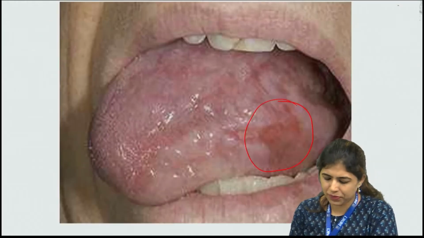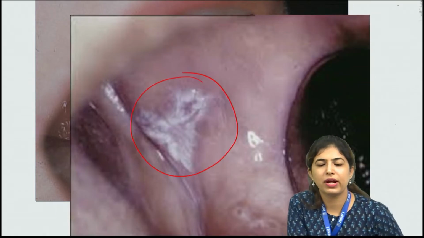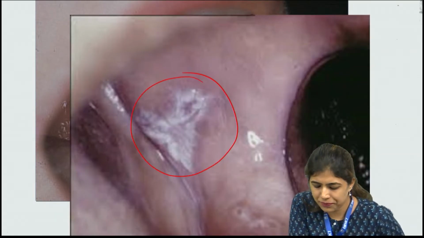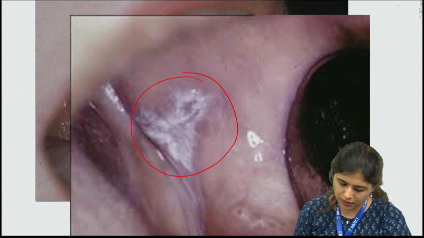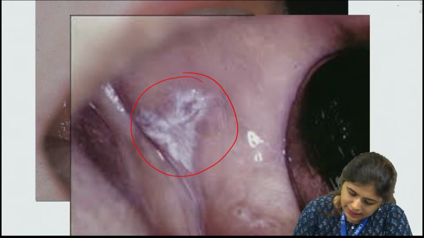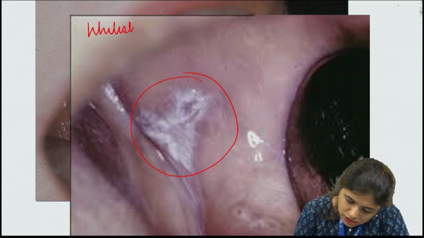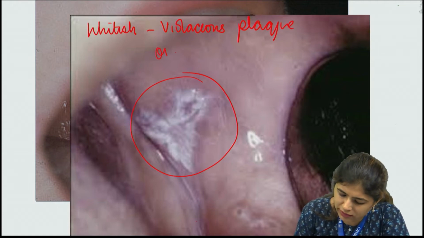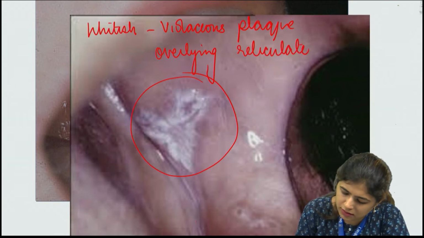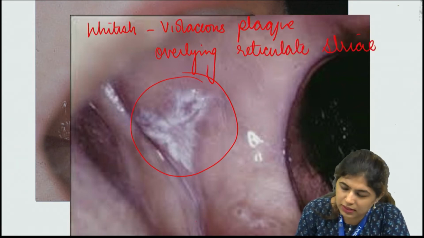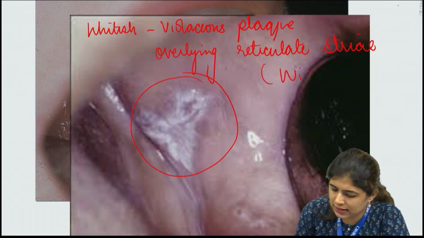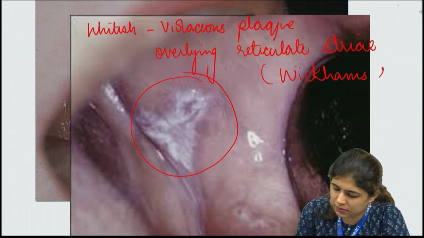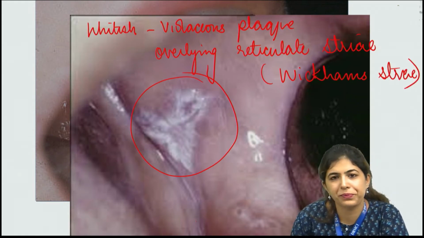I'm sure you did. When we come to the mucosal findings of Lichen planus, the classic lesion is this. It is a whitish to violaceous plaque with overlying reticulate stria, which are also called as Wickham's stria. Clear to everyone?